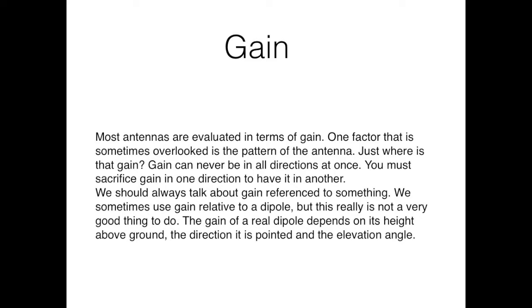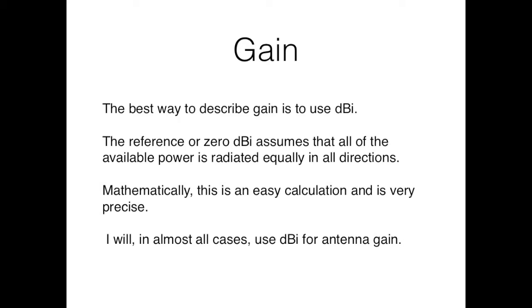We should always talk about gain in reference to something. We sometimes use gain relative to a dipole, but this really is not a good thing to do. The gain of a real dipole depends on its height above ground, the direction it is pointed, and the elevation angle. The best way to describe gain is to use dBi. The reference, or 0 dBi, assumes that all of the available power is radiated equally in all directions. Mathematically, this is an easy calculation and is very precise. I will in almost all cases use dBi when comparing antenna gain.